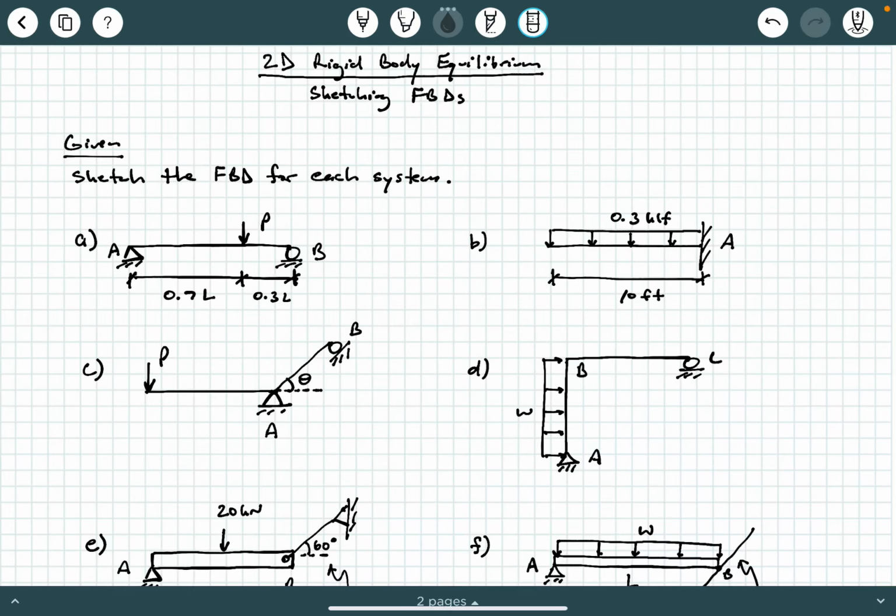Everybody, Dr. A here, and in this video we're going to be exploring an example of how to sketch free body diagrams for 2D rigid bodies. So let's go ahead and get started.